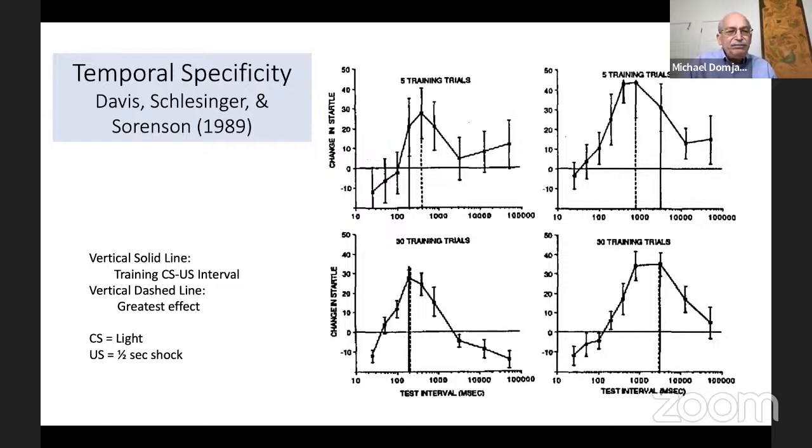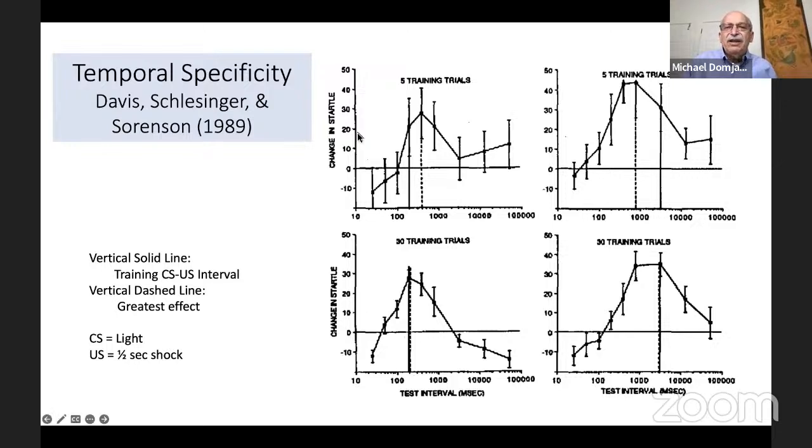And the shock during training was scheduled at the time that's indicated by the solid line. So during training trials, the light came on and shock occurred at this point for this particular group, and then they were tested with a longer light and startle stimulus at various intervals after the onset of the light. And what you see is that the greatest fear potentiated startle, the greatest startle response, occurs close to the time when the shock would have ordinarily occurred.